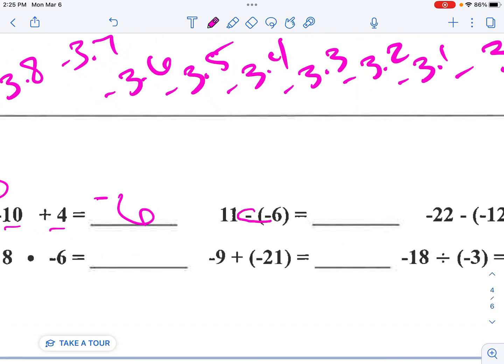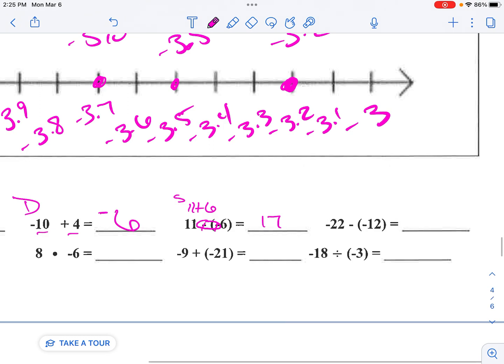Number 11, double negative turns into a positive. This is 11 plus 6, same sign, find the sum. They're all positives.